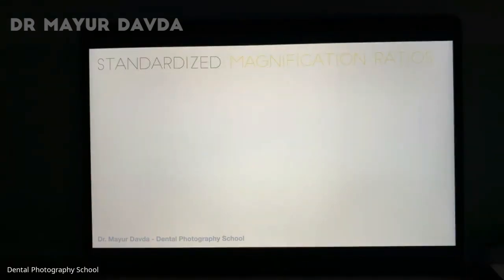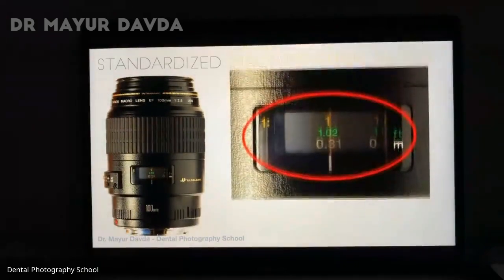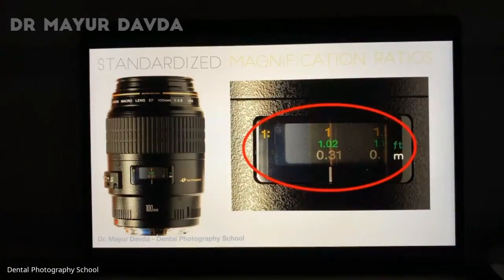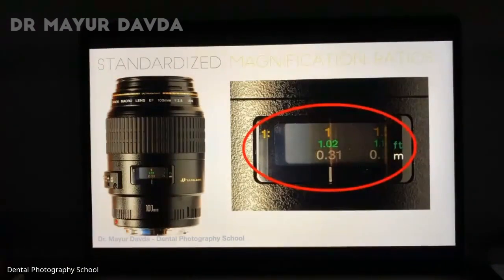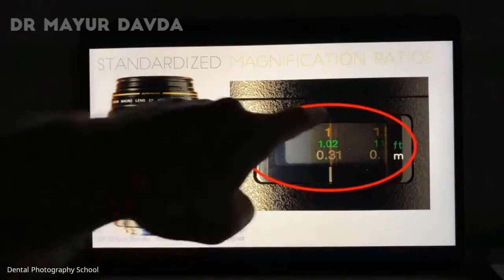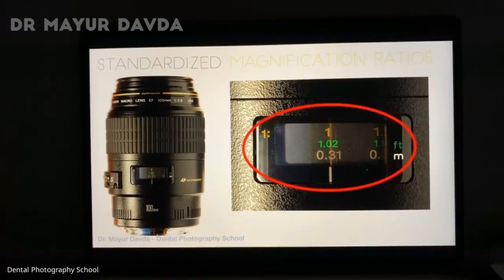So this is your macro lens. On your macro lens, you have a dial that looks like this. Can you tell me what is the magnification that I have set my lens at this point of time? The yellow color numbers are the magnification ratios.